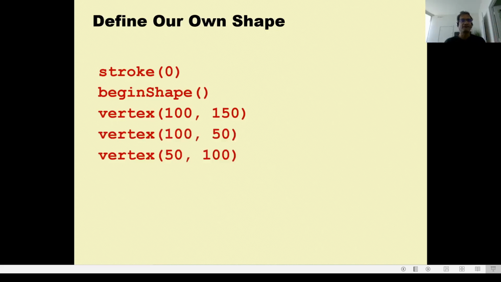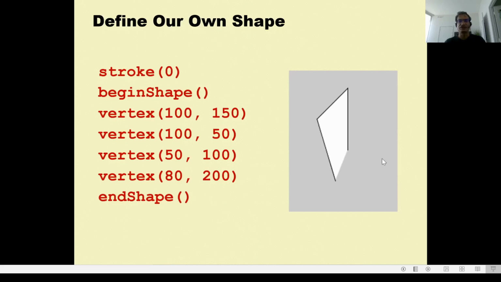In this case, I specified 4 random vertices, and then you simply endShape. You beginShape, you endShape. Notice the parentheses and everything. And when I run this in Processing, this is what it did. It starts from 100, 150, then goes to 150, so it's a vertical line. Then it goes to 50, 100, 80, 200, and it ends right there.